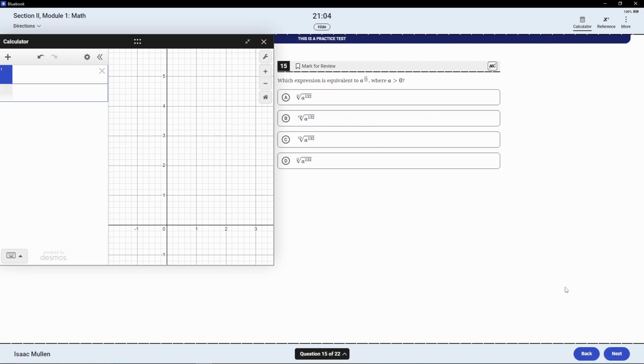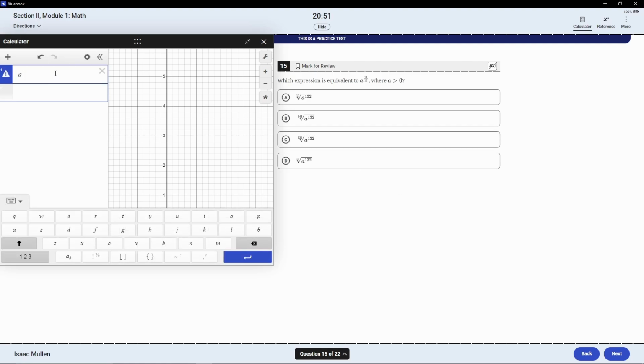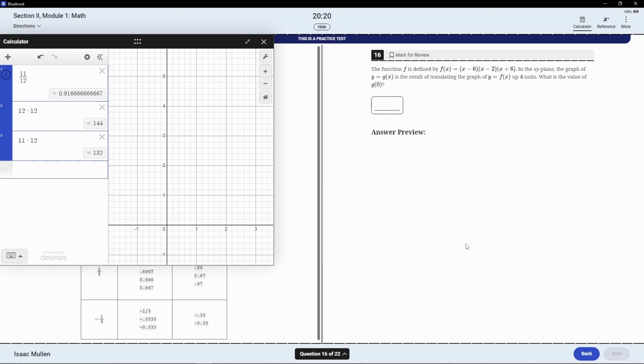Which expression is equivalent to a^(11/12), where a is more than 0? We have a here, and a to the 11 over 12. Okay? So 11 over 12. We're going to find out two things. 12 times 12, 144. And we're going to find 11 multiplied by 12 here, and we see that it's 132. One of these has both of these values, and that is B. It is most likely B. No more analysis needed.